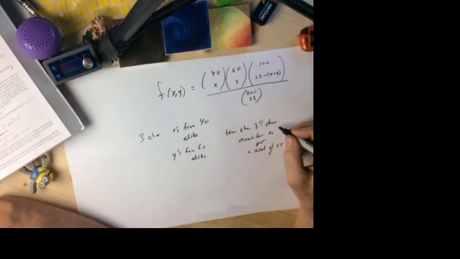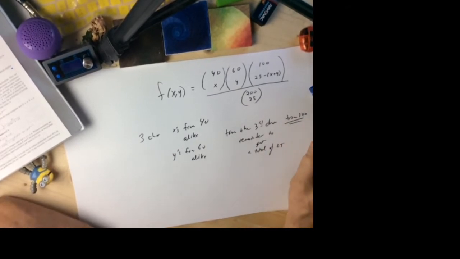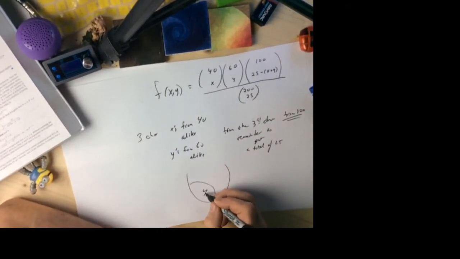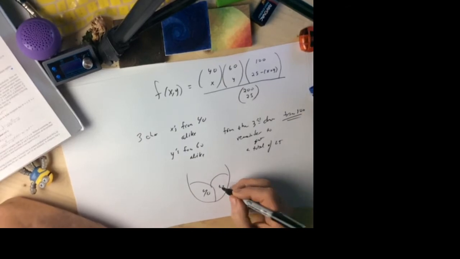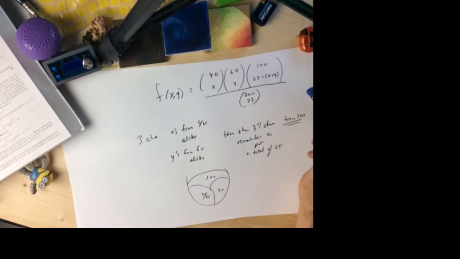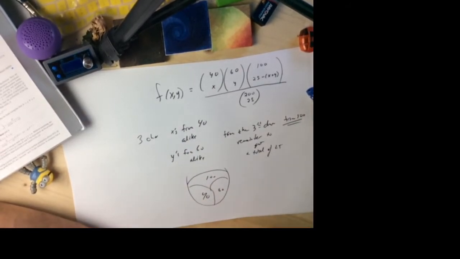But these, the remainder, come from 100. So it seems that there's like this picture. We have an urn that's got 40 of one characteristic, 60 of another characteristic, and 100 in that, and we reach in, and somehow we're describing that there are 200 choose 25 ways to pick that out, of which it seems that we're getting at most 25 X's from the 40, at most 25 Y's from the 60, and the rest are going to be from that 100.